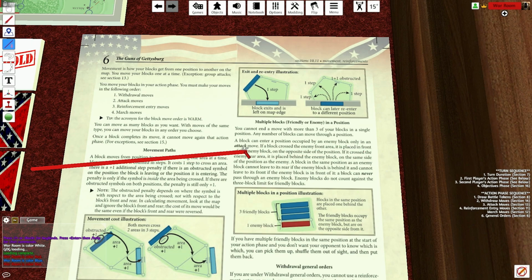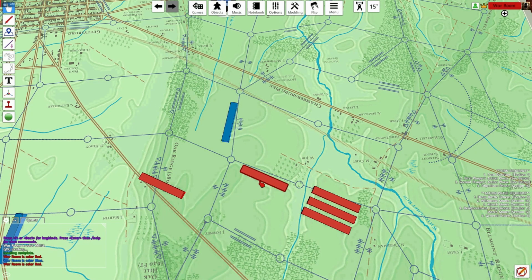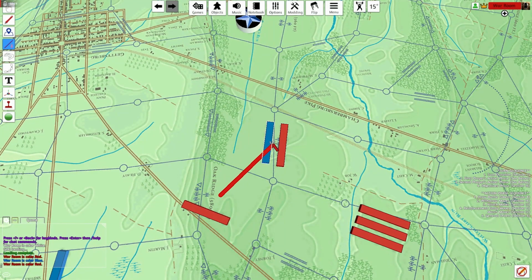A block can enter a position occupied by an enemy block only in attack moves. So remember that. If you're not on attack moves, you just can't walk up to somebody and go through their position. If a block crossed the enemy front area, it is placed in front of the enemy block on the opposite side of the position. So what does that mean? If I were to move forward and through, I cannot just go through if I'm on attack moves. I would have to end right here. Because now they're going to face off.